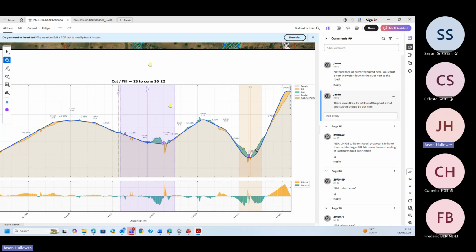So I don't know, Frederick, have you? I've tried to comment on these, and I can send this through to you now. I'm just not sure how to conceptualize these drainage designs and put them in.